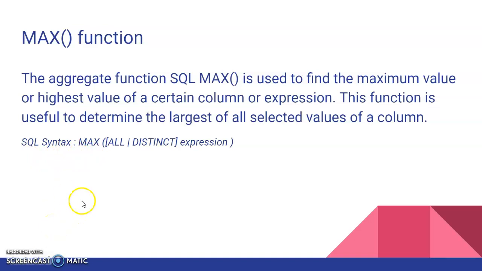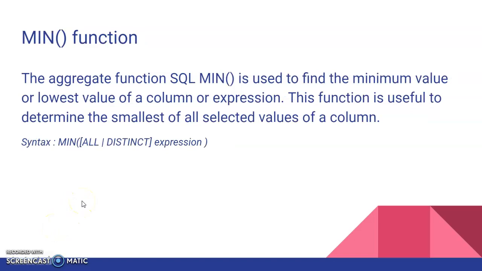Next is minimum function. It is the direct opposite of max function. The aggregate function SQL minimum is used to find the minimum value or lowest value of a column or expression. This function is useful to determine the smallest of all selected values of a column. This is the syntax of minimum function.